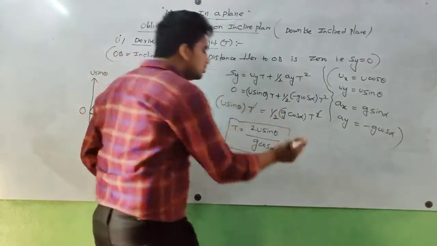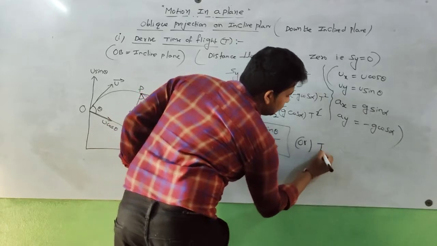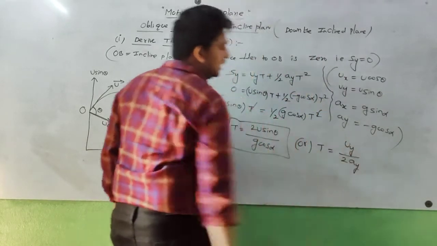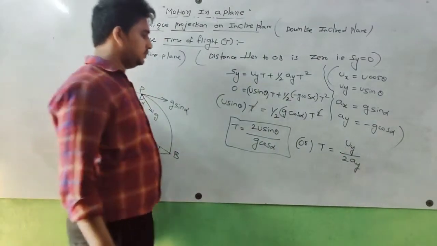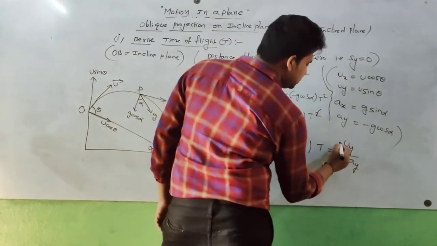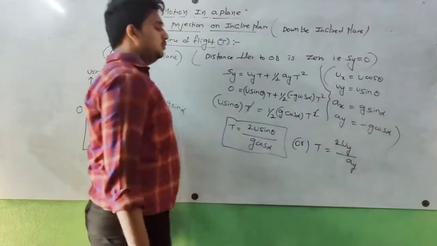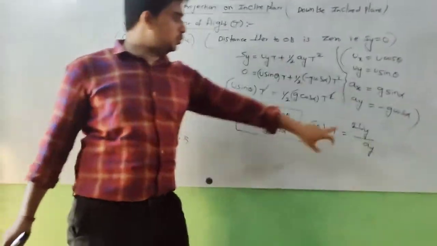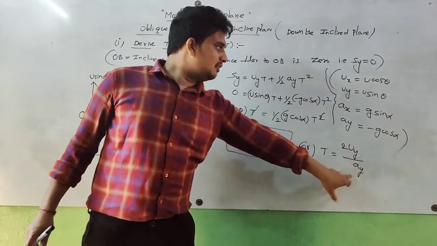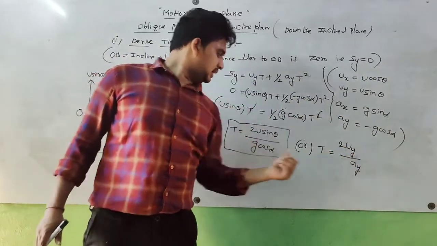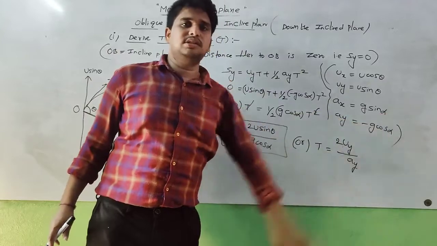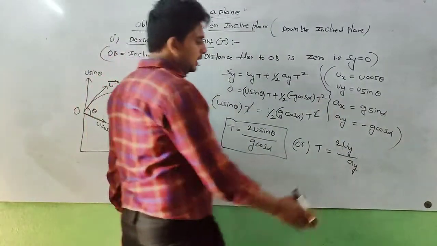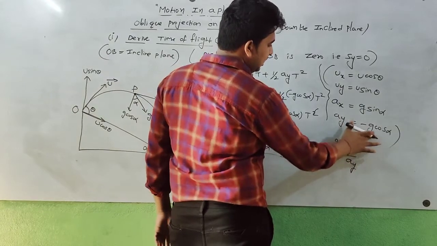This can also be written as t is equal to 2 into uy by ay, that is, 2 into uy by ay. We can write it like this also, because uy means what? U sin theta. Ay means what? Minus, sorry, ay means g cos alpha. So here we consider minus g cos alpha.